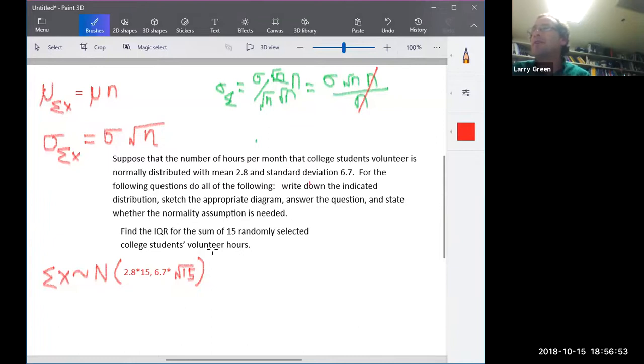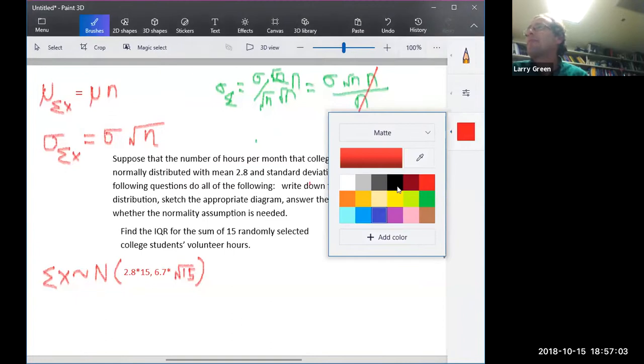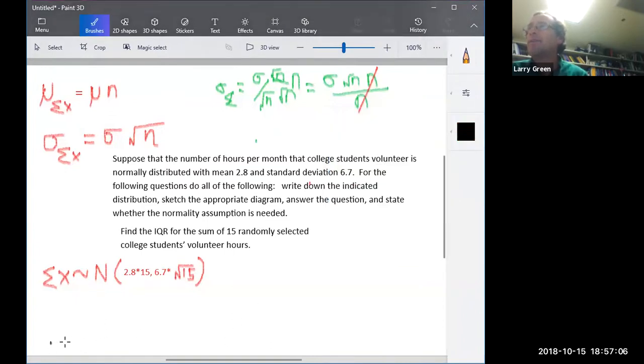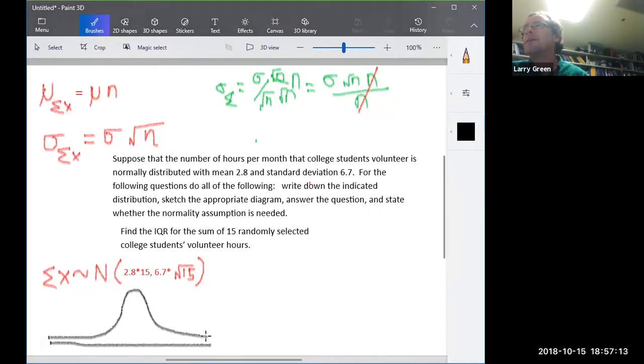Okay, so we just wrote down the distribution. Now we need to sketch the appropriate diagram. Any questions on that? Nope. All right, so let's sketch the diagram. Bell curve. I hope you all know how to sketch by now. Let's see if I have room. By the way, 2.8 times 15 is 42. And that's our mean.